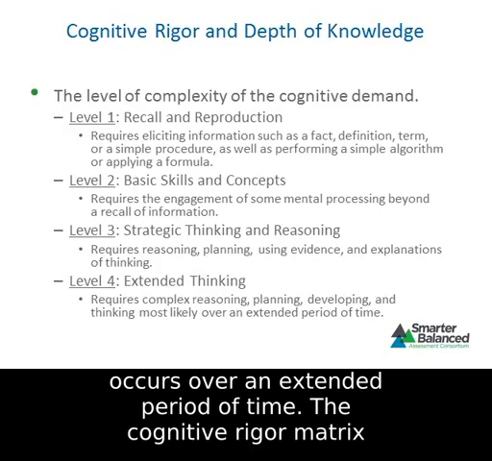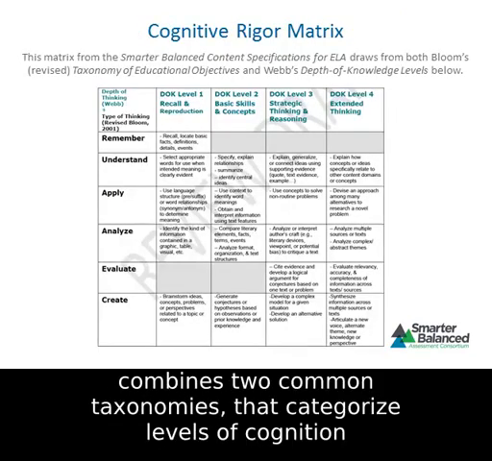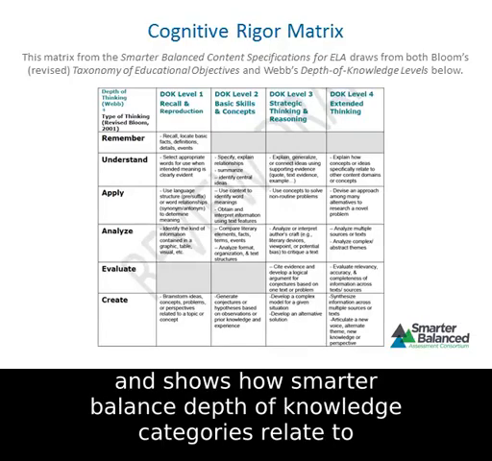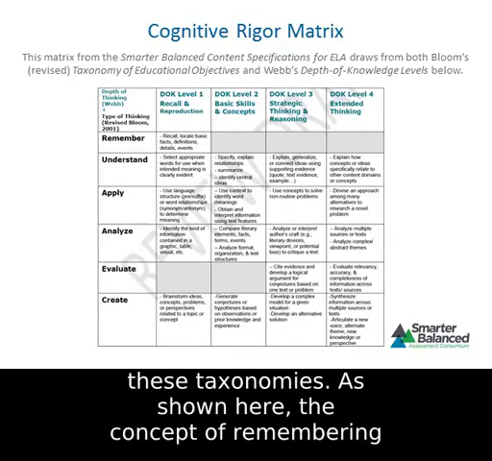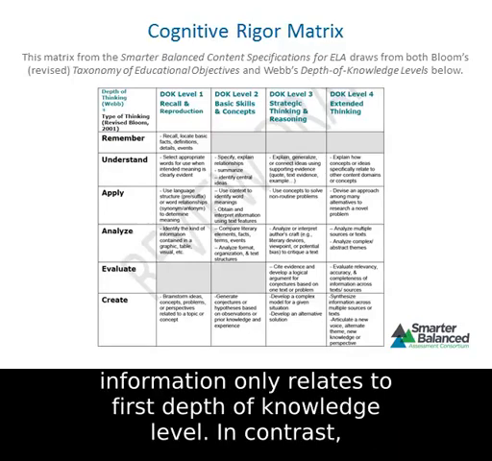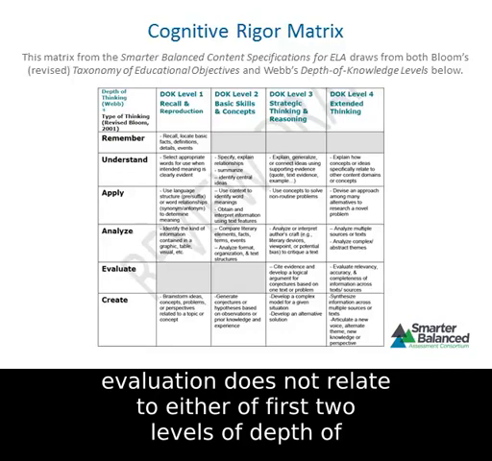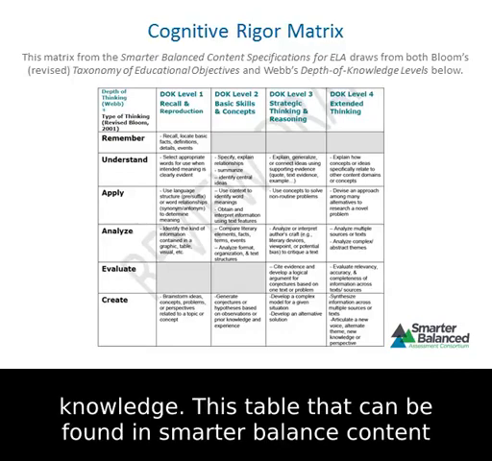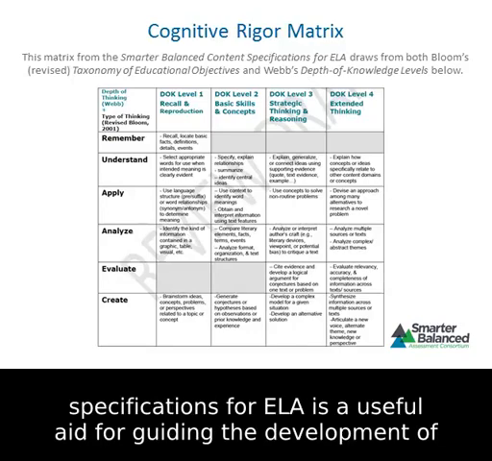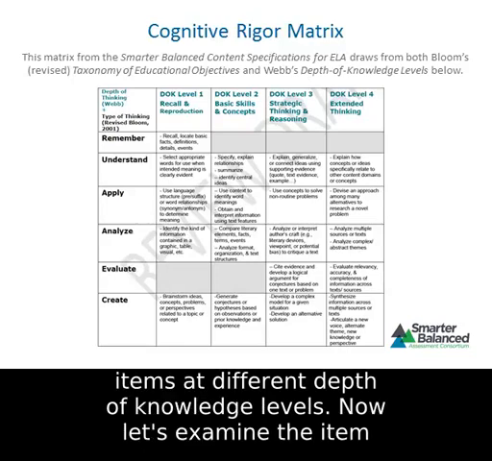The cognitive rigor matrix combines 2 common taxonomies that categorize levels of cognition and shows how the Smarter Balanced depth of knowledge categories relate to these taxonomies. As shown here, the concept of remembering information only relates to the first depth of knowledge level. In contrast, evaluation does not relate to either of the first 2 levels of depth of knowledge. This table, which can be found in the Smarter Balanced Content Specifications for ELA, is a useful aid for guiding the development of items at different depth of knowledge levels.